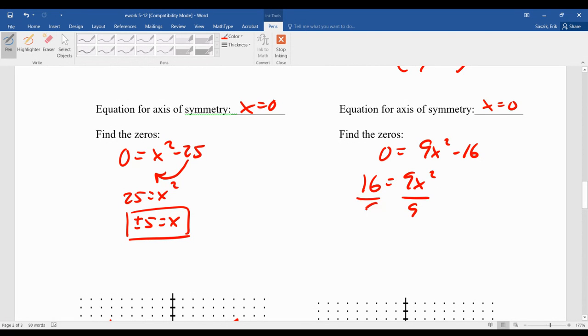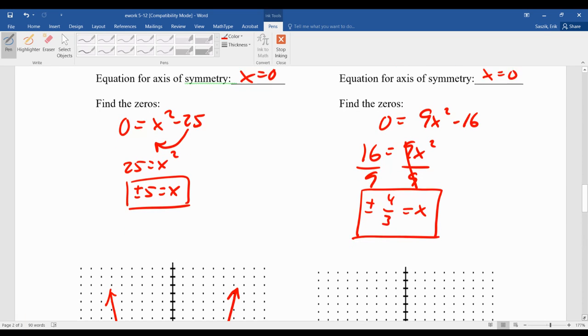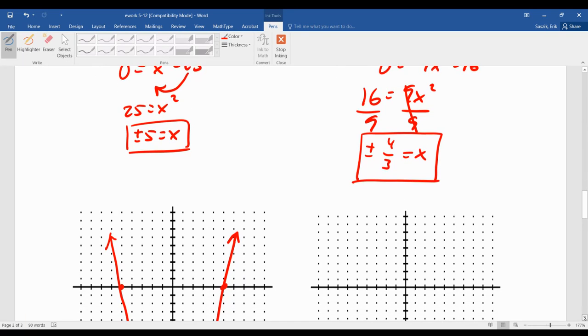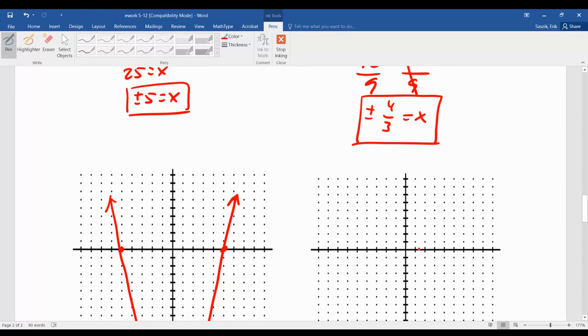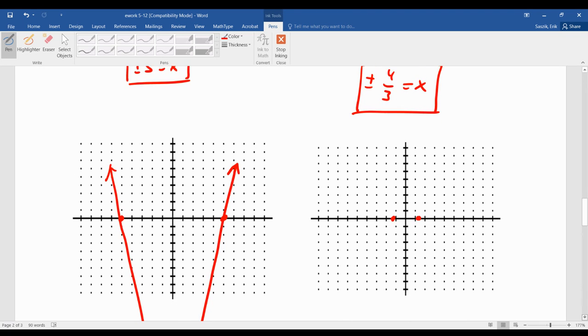Get the x squared by itself. But remember, these are both perfect squares. So when I take the square root, I get 4/3, but remember, that's actually plus or minus. Now, graphing that, remember, you have to think a little bit. 4/3 is a little bit bigger than 1. 3/3 would be 1, right? So 4/3 is a little bit bigger than 1, so we're just going to estimate. That's going to be about right there. Negative 4/3 would be similar right over there, a little bit past the negative 1.